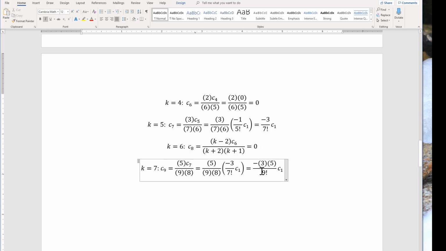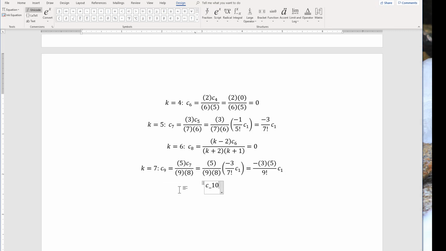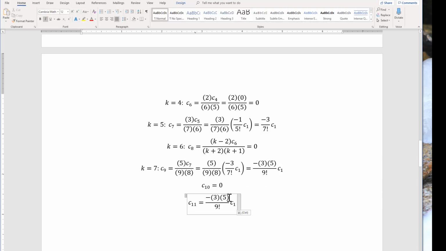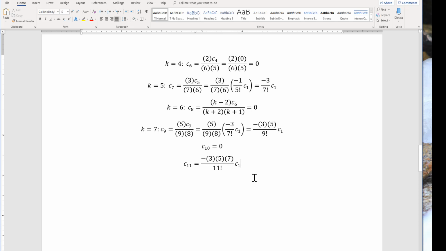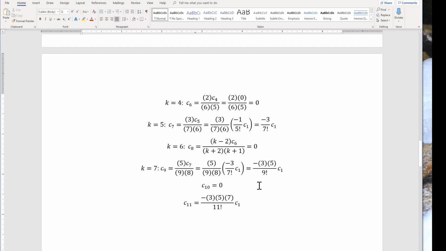Alright, so it looks like there's going to be a pattern here. So just take a couple of guesses. We have C sub 9. We can tell what C sub 10 is. C sub 10 equals 0. And just by looking at this, C sub 11 should equal, it's going to be a negative 3 times 5 times 7. Looks like we're going to be multiplying the odd numbers. And then this is going to match the subscript 11 times C sub 1. Okay? So that's our C's.